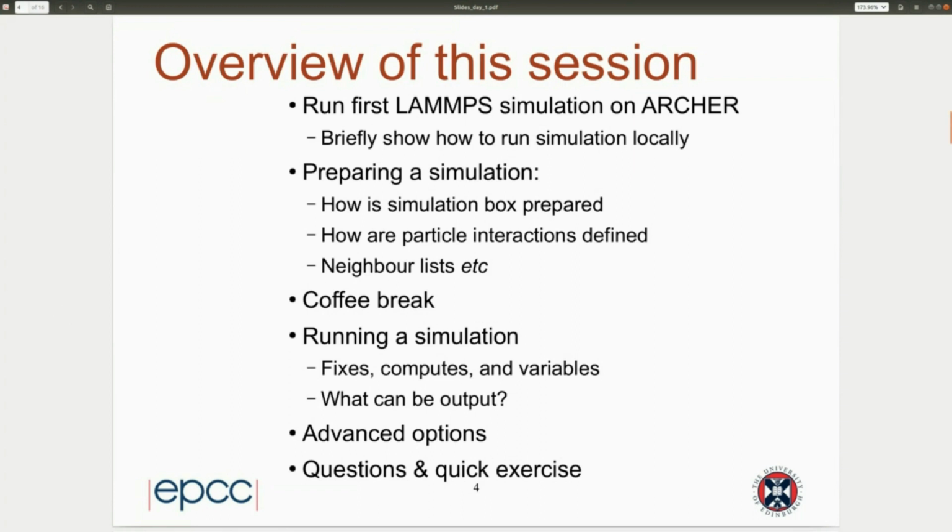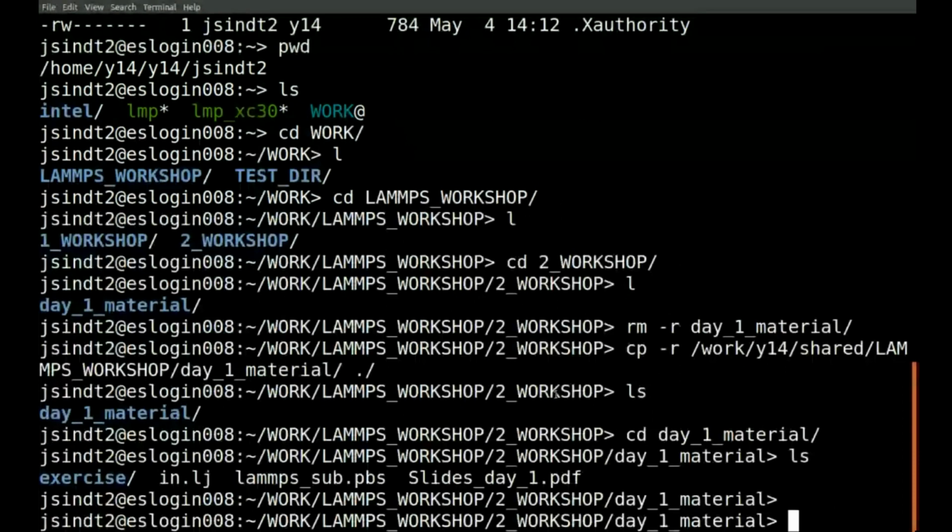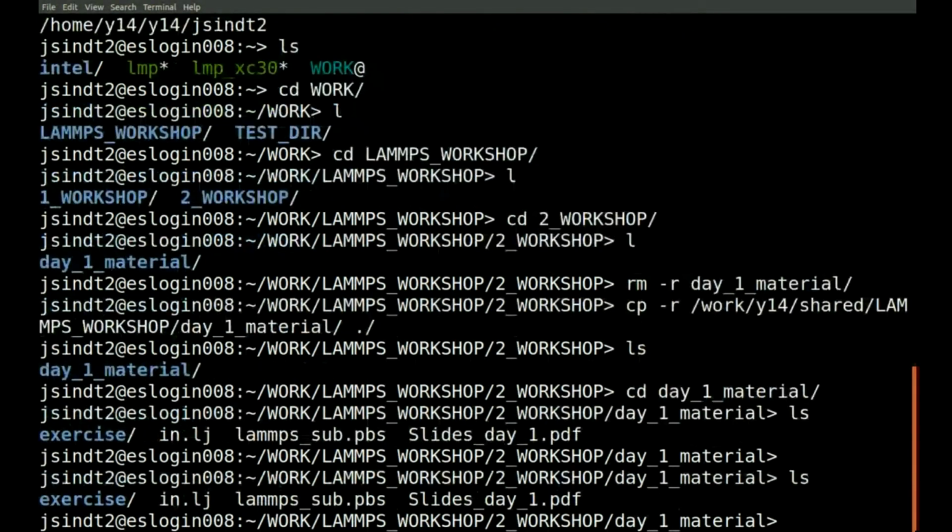So running LAMMPS. Running LAMMPS on Archer is quite simple. If you have copied across the day one materials into your home directory or into your work directory, you can see that there are a number of files and folders. There's the exercise folder, just like there was before. Then there's a file called in.lj. There's a file called lampssub.pbs, and then there's the slides.pdf. Let's look at lampssub.